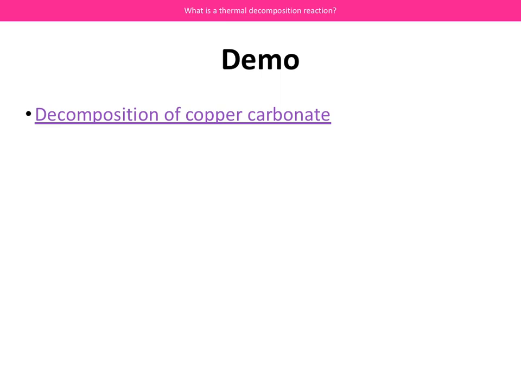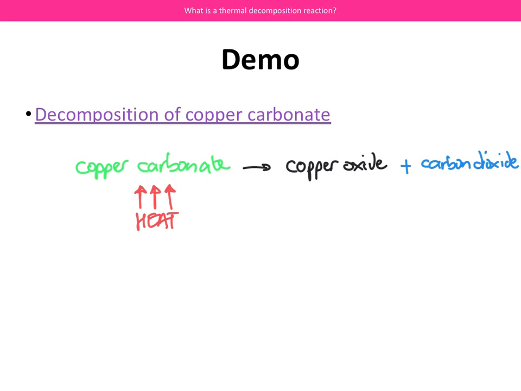So you could look for this online. So I'm going to write it as a chemical equation. I'm just about to do that. So in this reaction, we start with copper carbonate, which is green, and then we heat it. That's the only reactant that we've got. That's the only substance on the left-hand side.